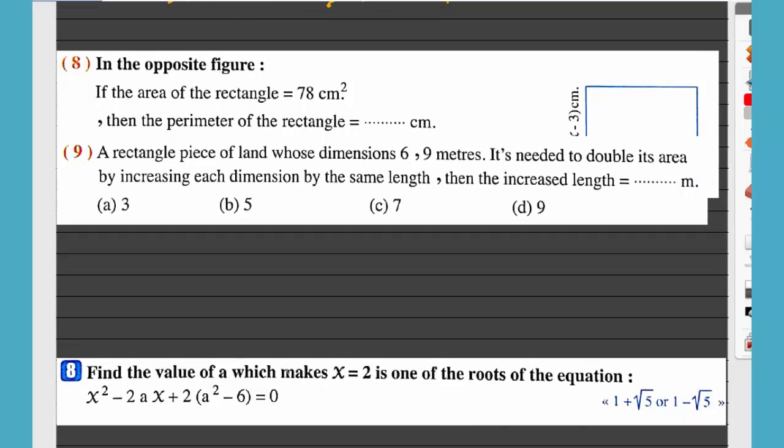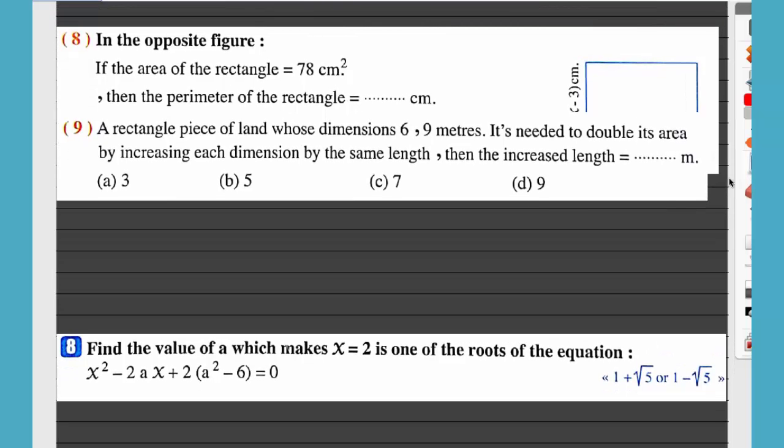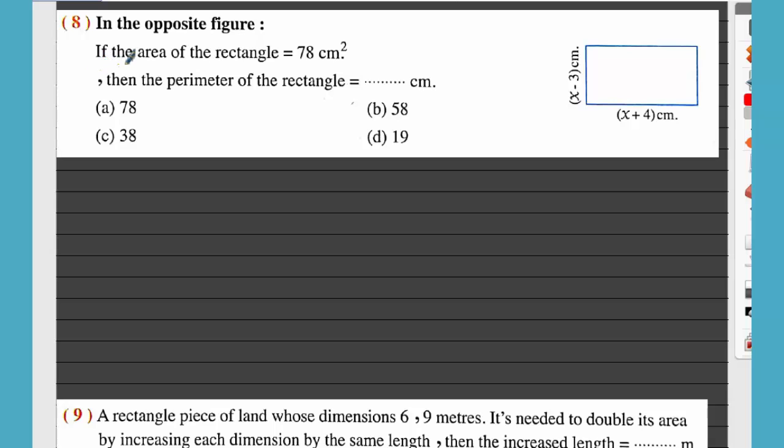Next question is number 8. In the opposite figure, if the area of the rectangle equals 78 centimeter squared, then the perimeter of the rectangle equals, okay, consider the area equals A. What is the rule? The area of any rectangle equals length multiply width.